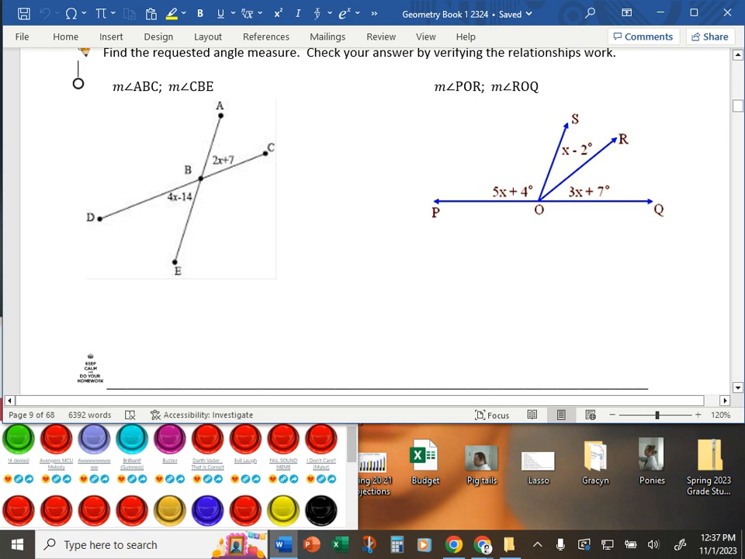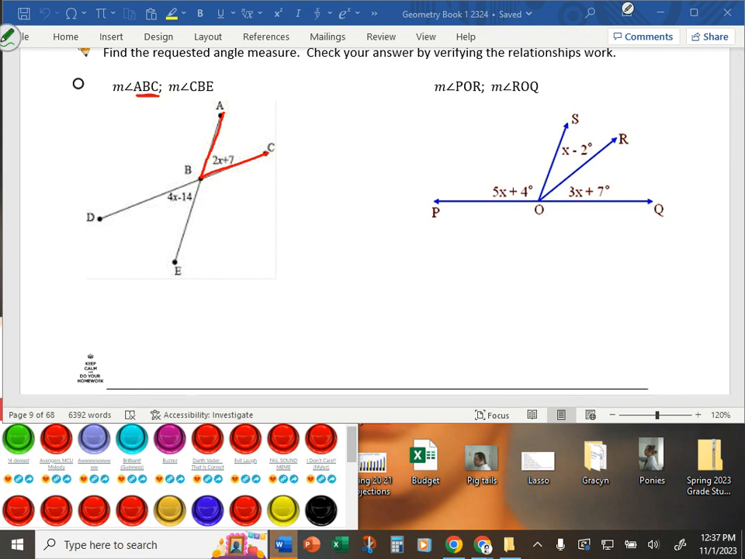If I'm asking for the measure of angle ABC, well, ABC is right here from point A down to B and over to C. CBE goes from point C down to B and over to E. So I'm looking for this angle here, and I'm looking for this angle here. And here's where your understanding of the relationships matters. What equation can you set up here based on what you're told? Andrea?